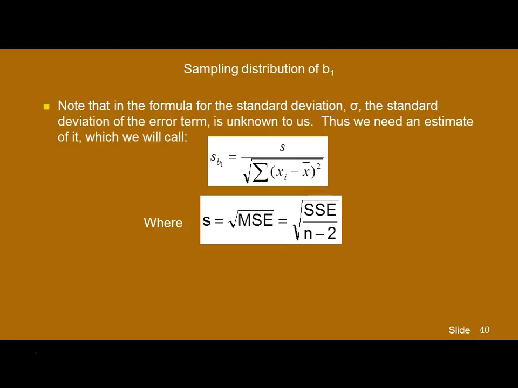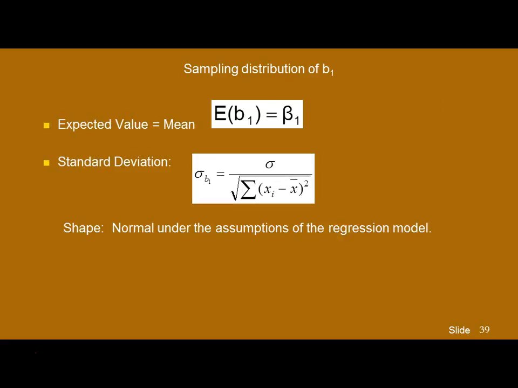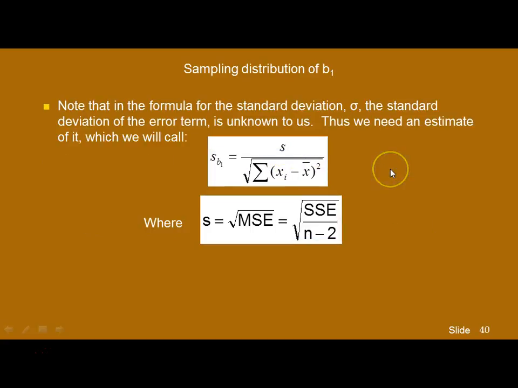Now, in that formula for the standard deviation that we had a minute ago, sigma b1, we don't know sigma b1 largely because, of course, we don't know sigma, the true standard deviation of the error term. But we did have an estimate of it that we gave you just a minute ago. Remember, we're going to estimate sigma with s, where s is the square root of SSE over n minus 2. We will use that in the numerator here for our estimated standard error of the slope term.